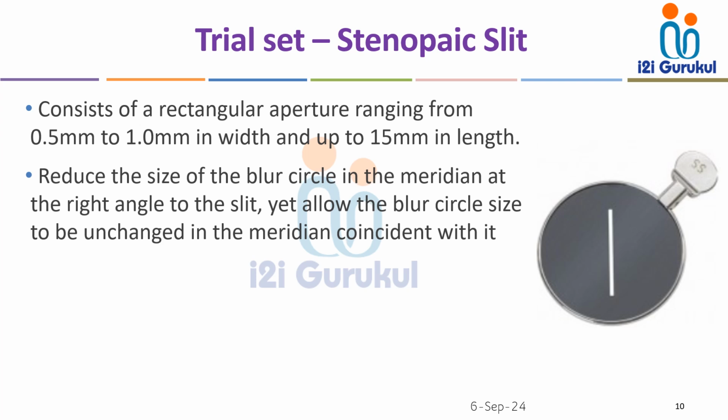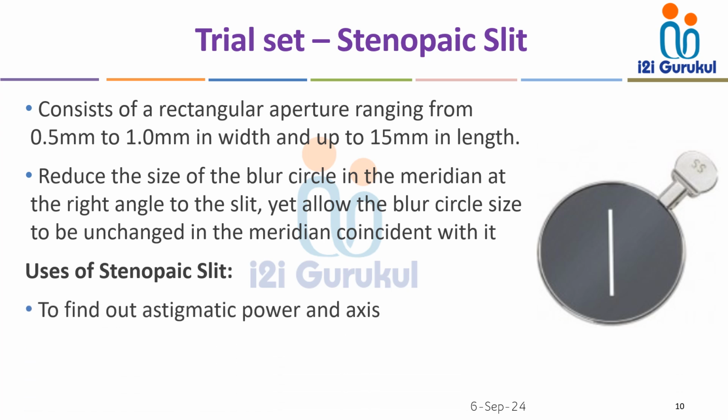It reduces the size of the blur circle in the meridian at right angles to the slit, yet allows the blur circle size to be unchanged in the meridian coincident with it. Uses of these stenopic slits are to find out the astigmatic power and the axis, and to measure the vertex distance.